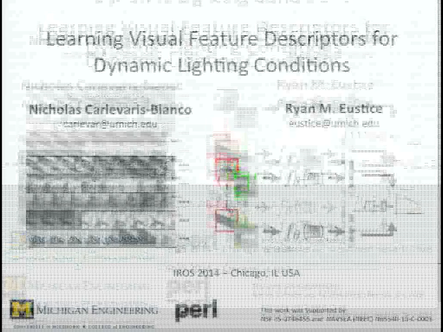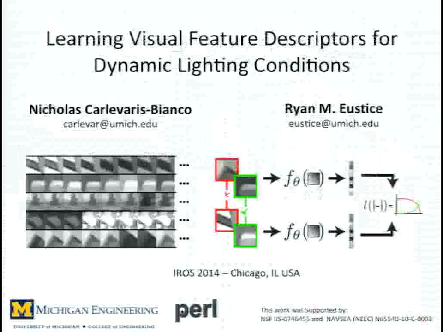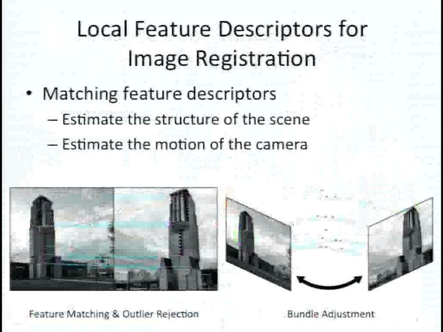Hi, my name is Nick Carlevaris-Bianco. I work with Ryan Eustice at the University of Michigan. So today in this work, I'm going to be focusing on the problem of feature-based image registration. In this situation, we're going to be matching feature descriptors that encode the local appearance of an image. This allows one to estimate the 3D structure of the scene and the motion of the camera, and it has proved to be a very useful tool in computer vision.